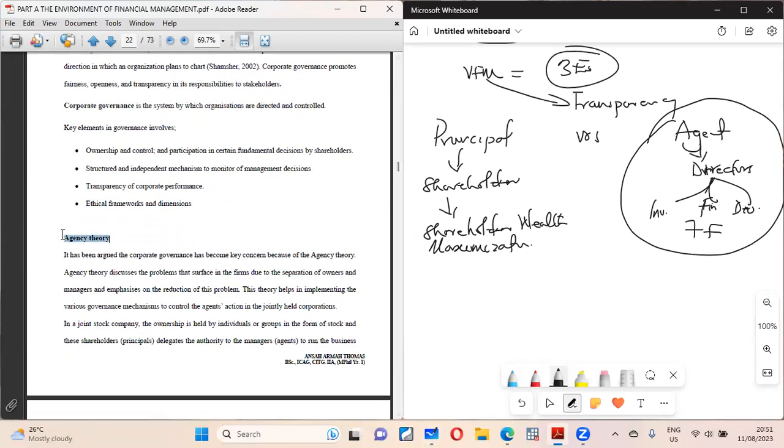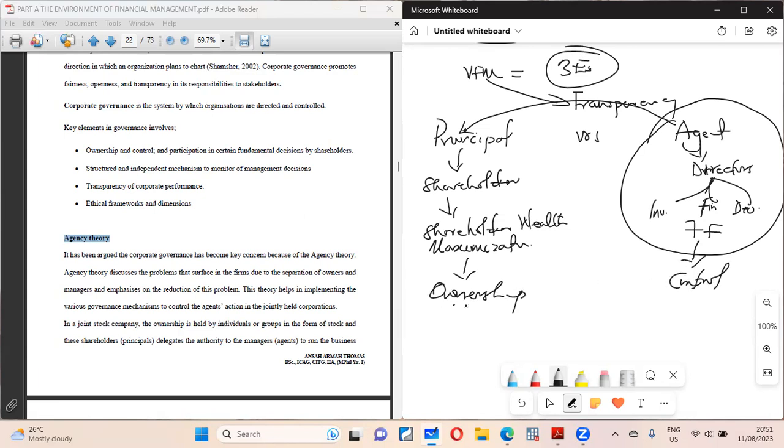There is an agency theory that establishes the relationship. It says that there is a relationship between the principal and the agent. The principal is the one that has provided the funds, but doesn't have control. So this part is what we call ownership, and this part is what we call control. So these people own the business, but they don't control it.